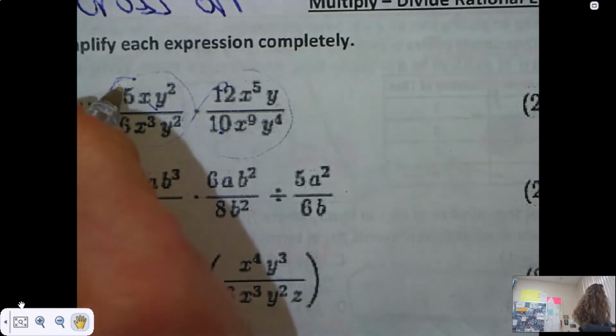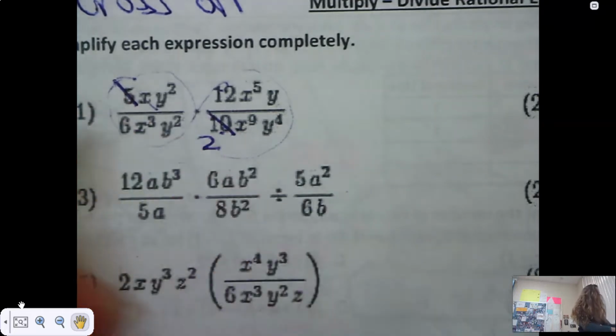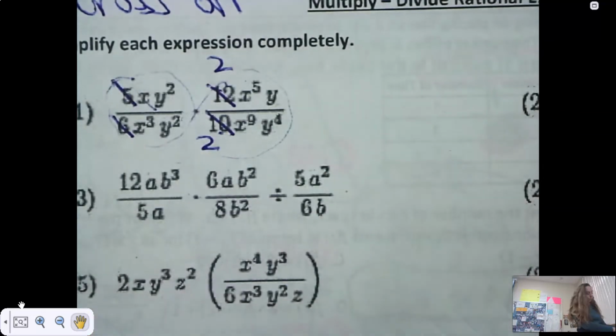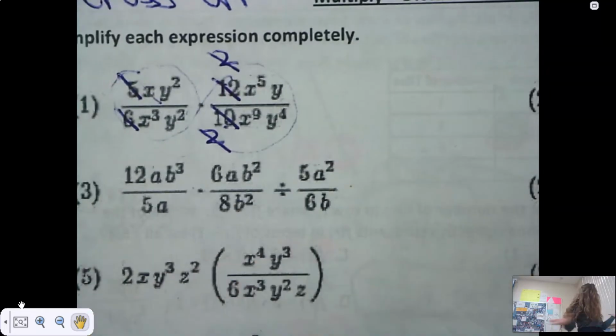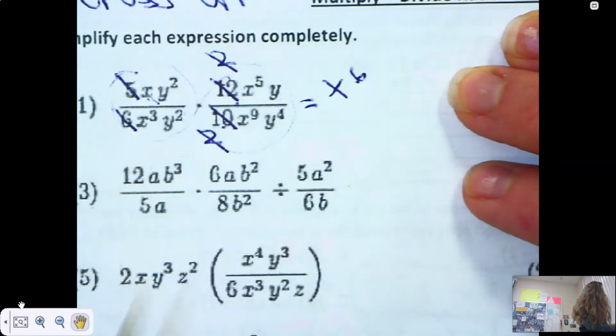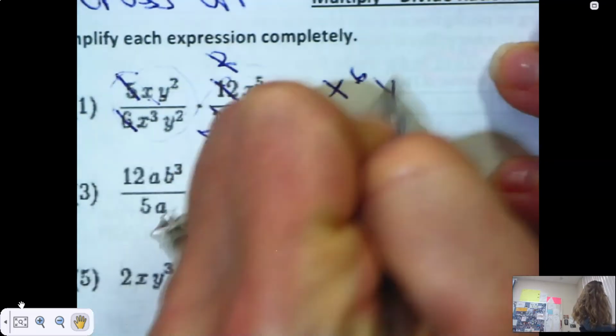When it comes to the numbers, I will cross-cancel numbers. So 5 goes into 10 2 times. There isn't one way to do this, but you need to make sure you show work. 6 goes into 12 2 times. And 2 over 2 is 1. So all the numbers are gone. Then what I like to do is work across. I have 1x and 5 x's. That makes 6 x's. And I have 3 y's.